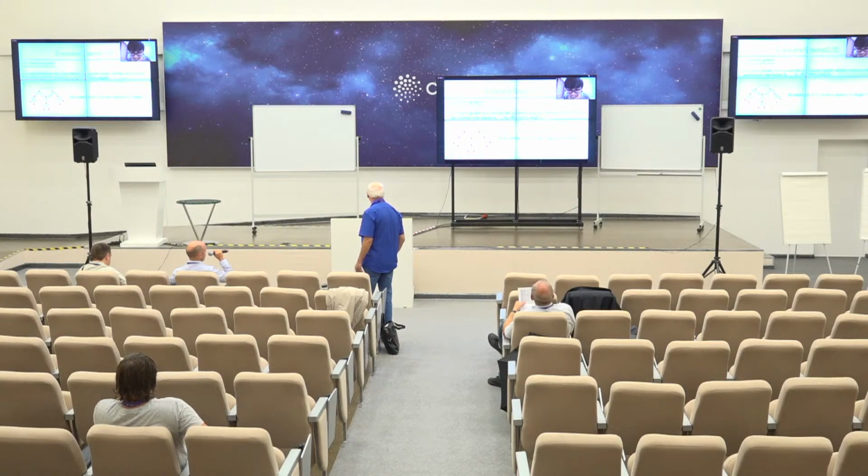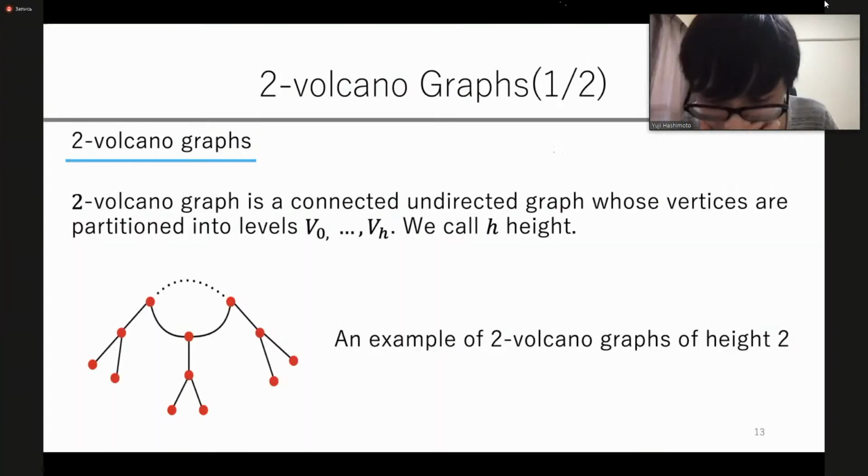Do you assume anything on the partition that is involved in the definition of a two-volcano graph? Is the partition arbitrary? Okay, never mind. I will check with your paper.